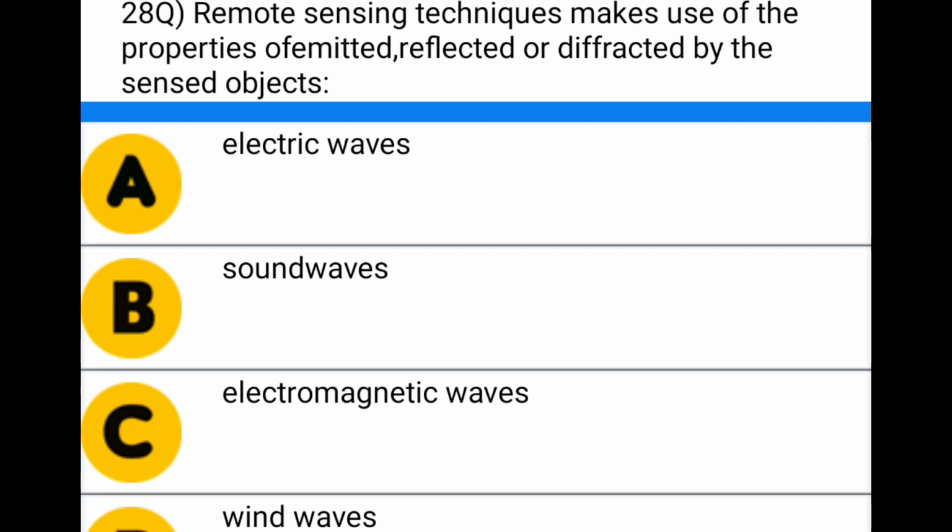Next question. Remote sensing technique makes use of the properties of waves emitted, reflected and diffracted by the sensed object. Option A electric waves, option B sound waves, option C electromagnetic waves, option D wind waves. The correct answer is option C electromagnetic waves.